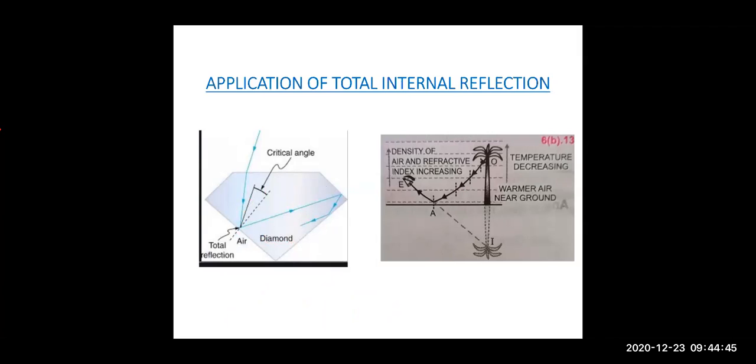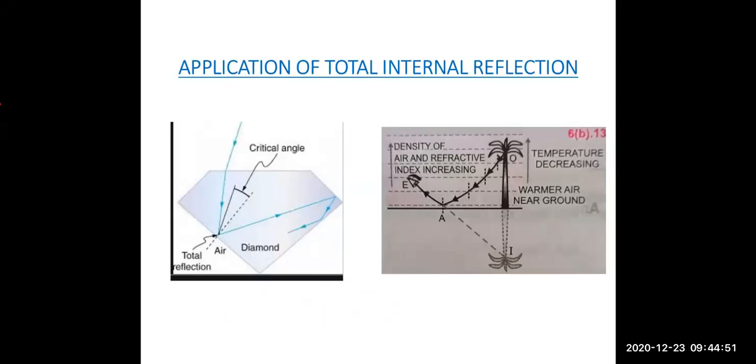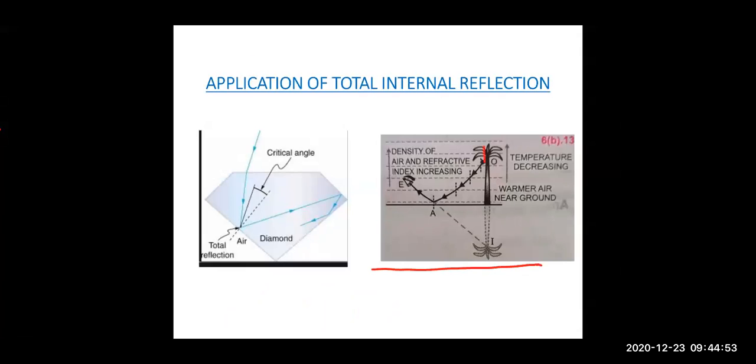I have already sent, and today I will send you the notes of this topic also, right? Next application you can see is this: this is a tree, and to a person over here, the eye is over here, the tree will appear to be over here, right? So this is an illusion. This happens mostly on hot summer days. We feel that there is some water on the road. This is known as mirage.